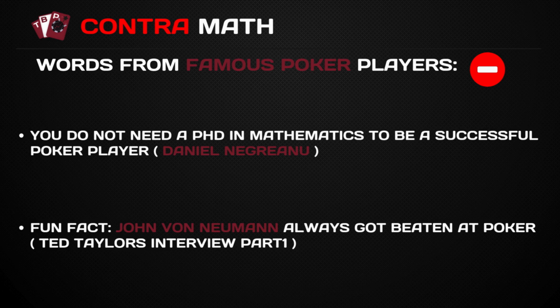The first one, from Daniel Negreanu, that you do not need a PhD in mathematics to be a successful poker player, is not really a statement against math in the first place. And when you take into account everything he actually said, that weakens the quote even more, because he insisted that you do not need a PhD, but you need to know at least the basics about math and poker. So I guess we all can agree that this is not really saying anything against math and poker.